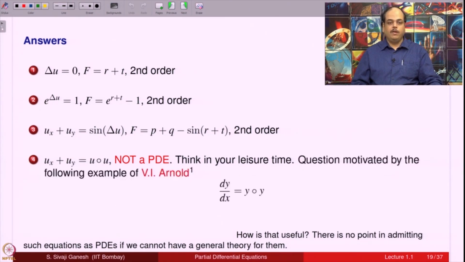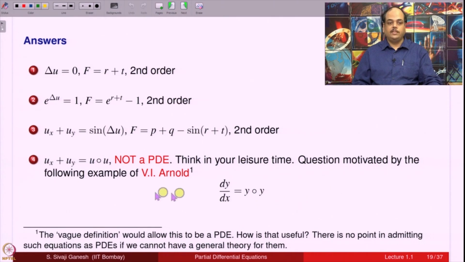The question is motivated by the following example of Arnold in ODEs, dy by dx equal to y circle y, he says it is not an ODE. So, okay. The vague definition would allow this as a PDE, because it just says it should involve the unknown function and its derivatives, which this equation does involve, ux plus uy equal to u circle u. So, there is no point in admitting such equations if you cannot have a general theory for some special class of such equations. So, maybe that is the reason why Arnold called this not an ODE. If you understand the answer to this, the answer of this will be immediate.